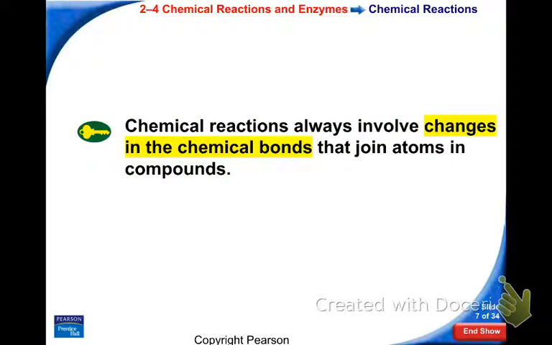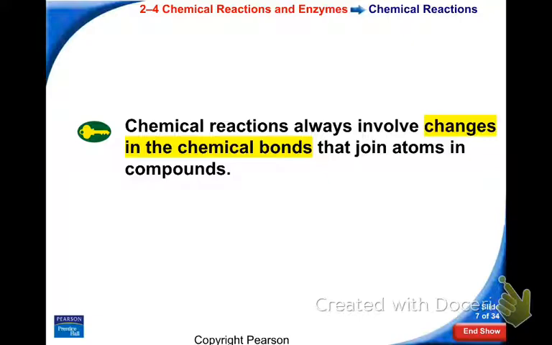Okay, so chemical reactions always involve changes in the chemical bonds that join the atoms together, changing and rearranging. So you don't need to write down the whole sentence. You can just write down the stuff that's highlighted. And if this is going too fast for you, you can pause and go back and listen to it again. Okay?